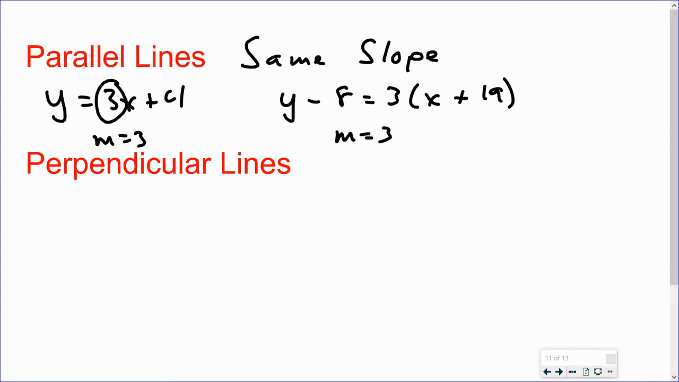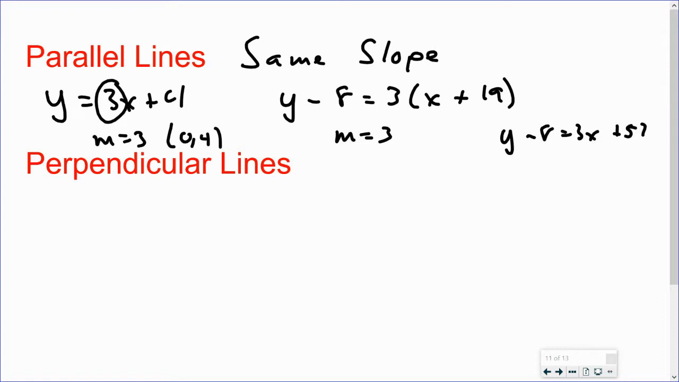Now, the only thing I have to check is, are they the same? Well, I know this goes through 0, 4. All I'm really interested in is making sure they're not the same. So let's say I distribute this 3 to everything. So I get y minus 8 is equal to 3x plus, I believe that's 57. Well, this was 4. Even when I move this 8 over here, it isn't going to be 50. It isn't going to be 4. So these two lines are parallel. So sometimes I have to check to make sure they're not exactly the same. That's what I just did there.